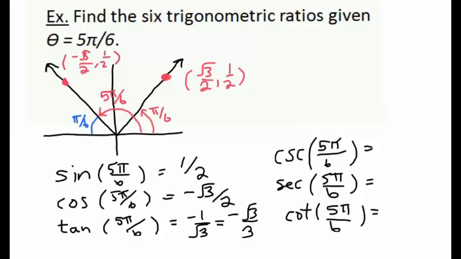And now that we have our three major functions, we can go and get our reciprocal functions. Beginning with cosecant. Cosecant must be 2. Secant must be negative 2 over square root of 3. And if we rationalize the denominator here, we'll get negative 2 root 3 over 3. And our cotan of 5 pi over 6 must be negative square root 3.